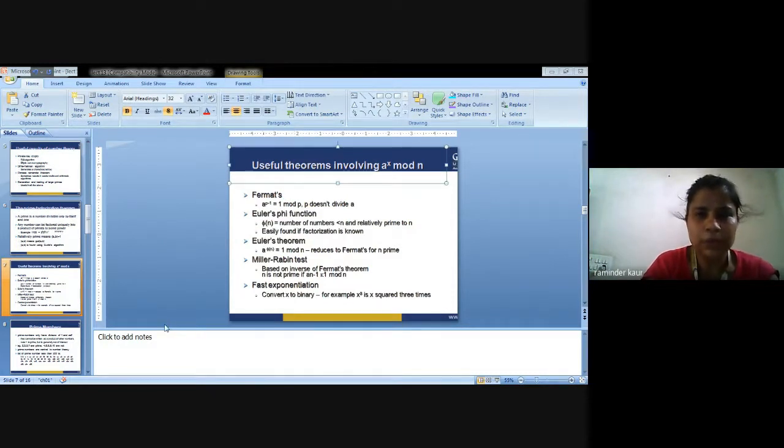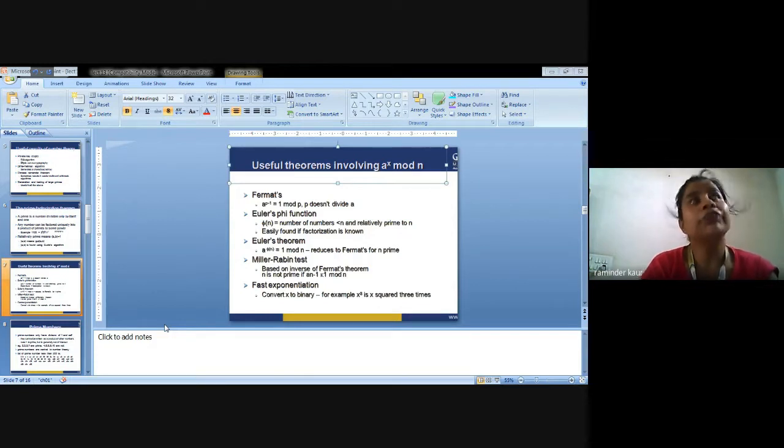Fermat's theorem, in which the formula given is A raised to power P minus 1 is equal to 1 modulus of P. The condition is also given: P does not divide A. Next is the Euler-Totient function, which we have already discussed.